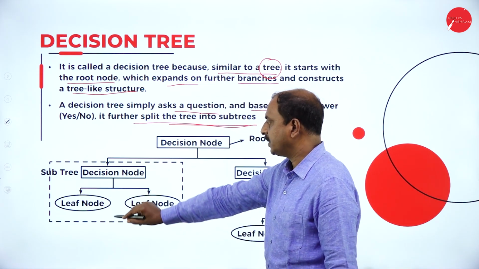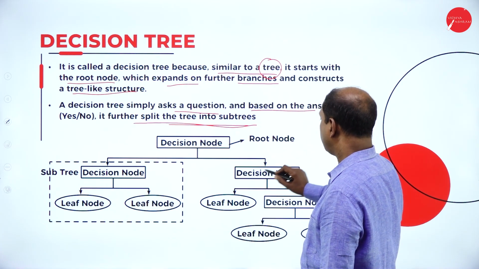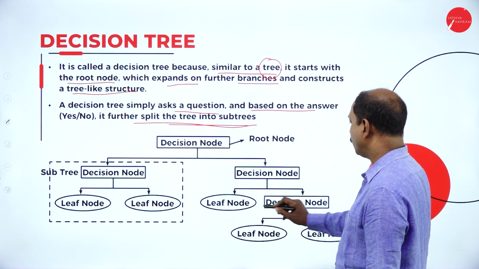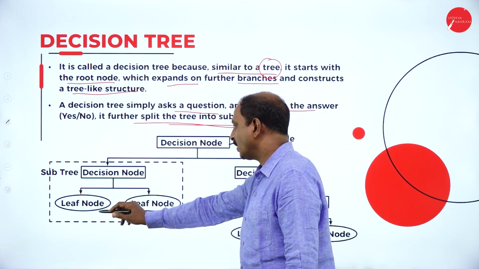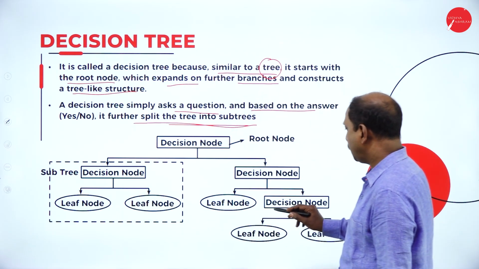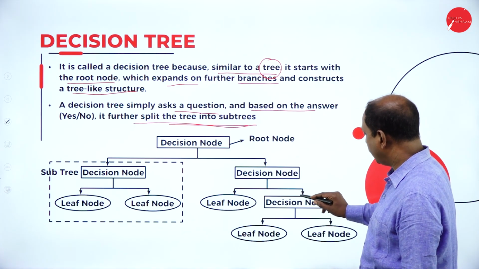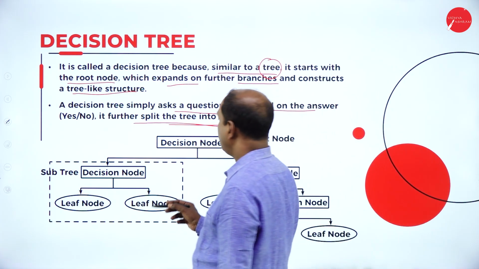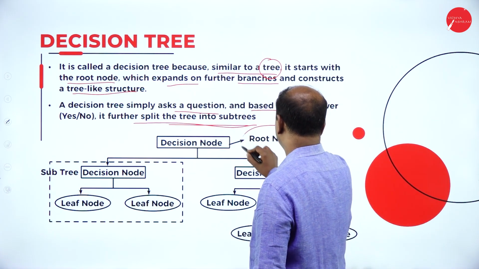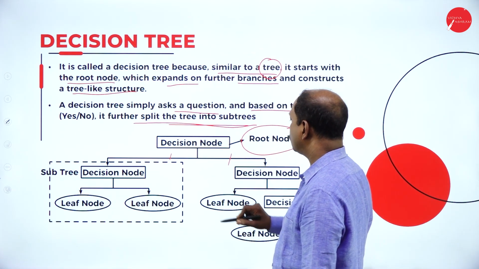This is what you saw in the definition in the previous slide. Here is another decision node and leaf node. If you look at this example, there are two leaf nodes, but here one is a leaf node and we have one more decision node. Under this we have two leaf nodes. So it looks like a tree. This is the root, and these are called the branches of a tree.